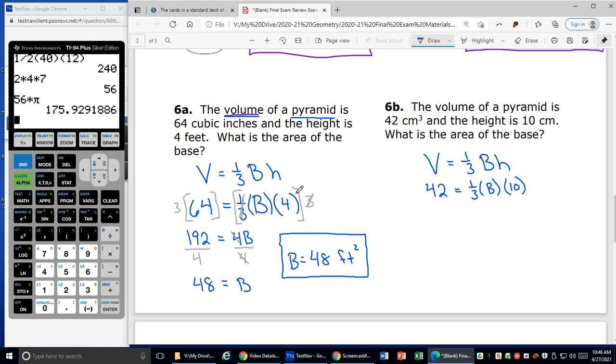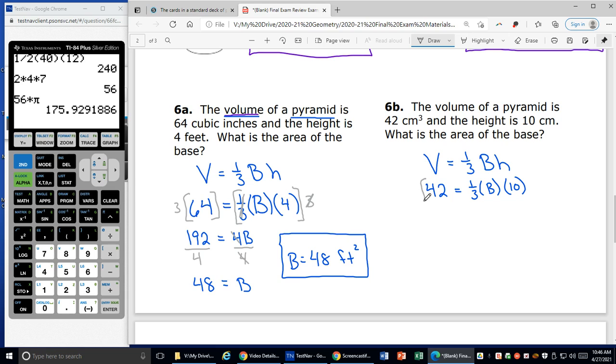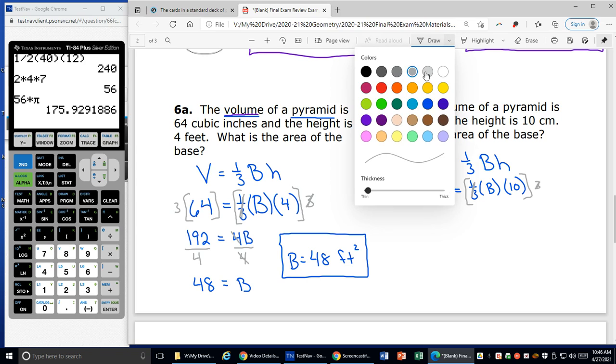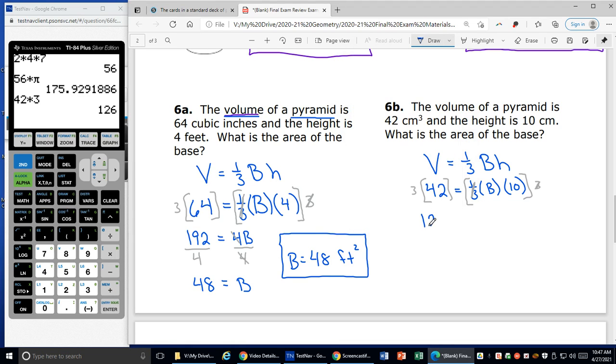Then I multiplied both sides by 3 to get rid of that 1/3. So I'm going to do that same thing. I'm going to multiply both sides by 3 so that it cancels out this 1/3. And I'm going to get 42 times 3 is 126. Equals B times 10 is all that's left here. So B times 10 is 10B.